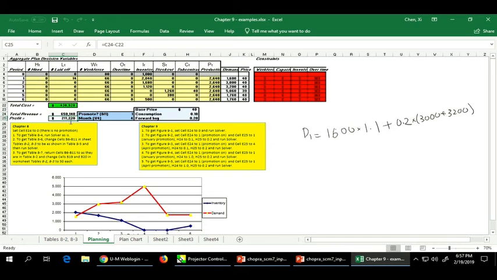Now, question, what if the two companies did not work together? What if Green Thumb plans the promotion by itself? What would Green Thumb do?